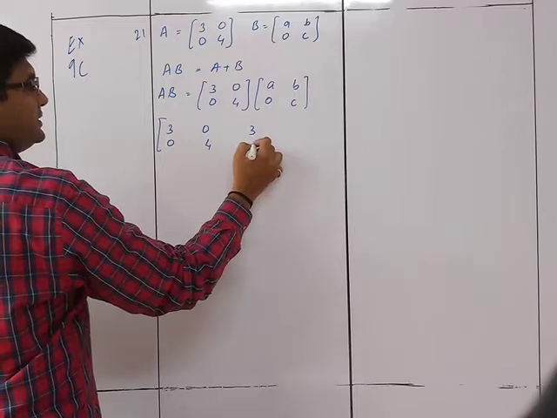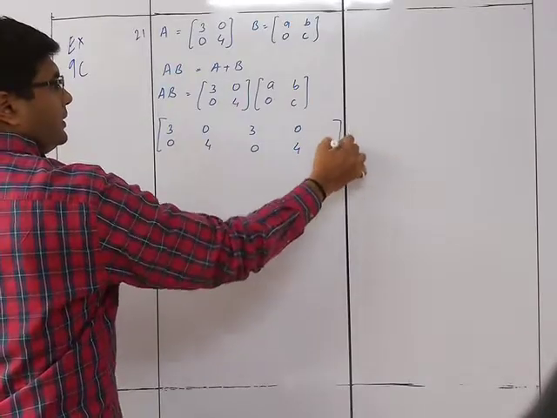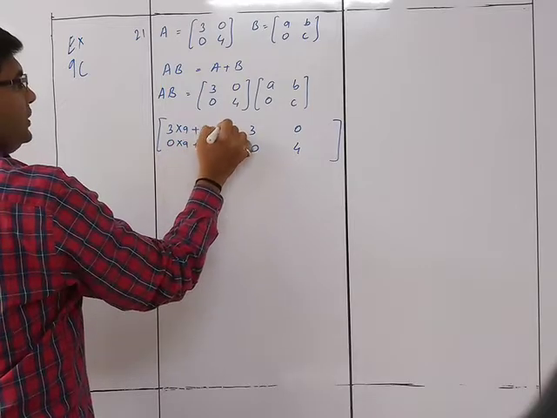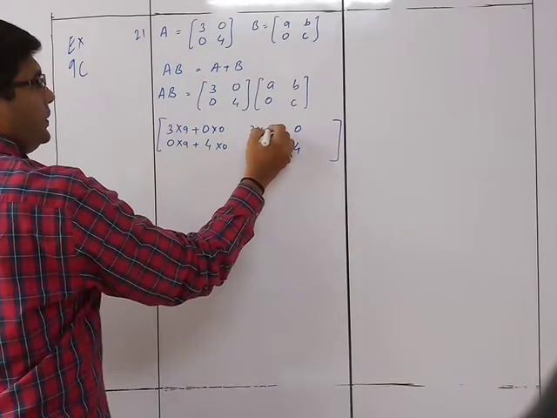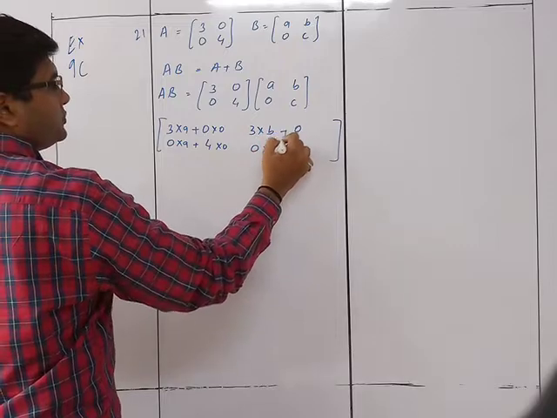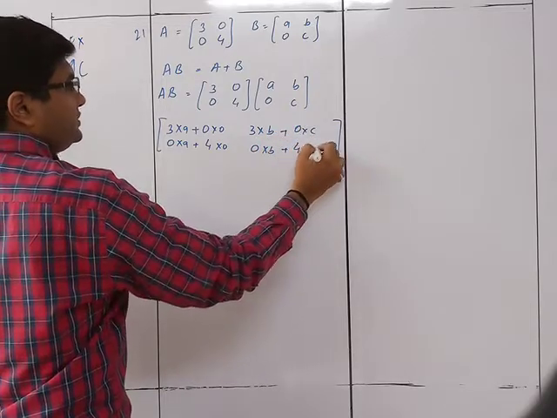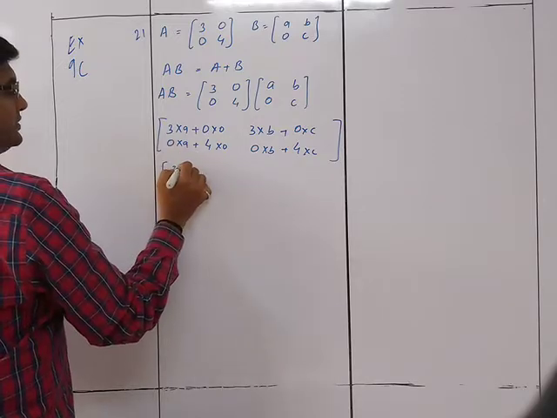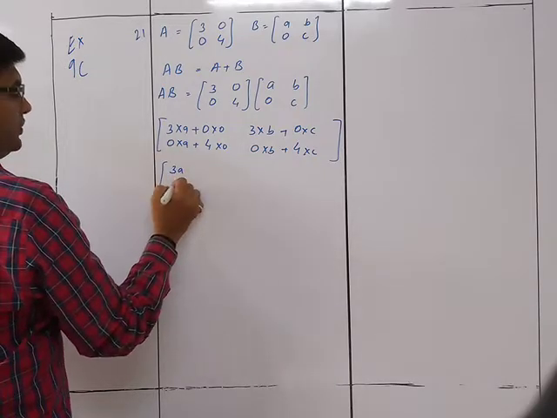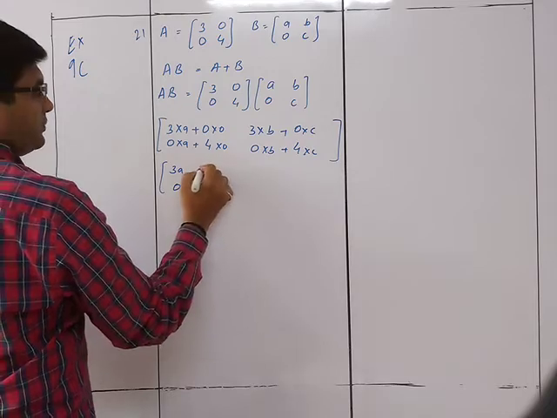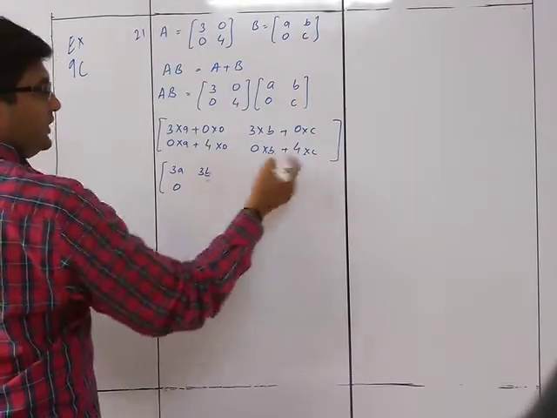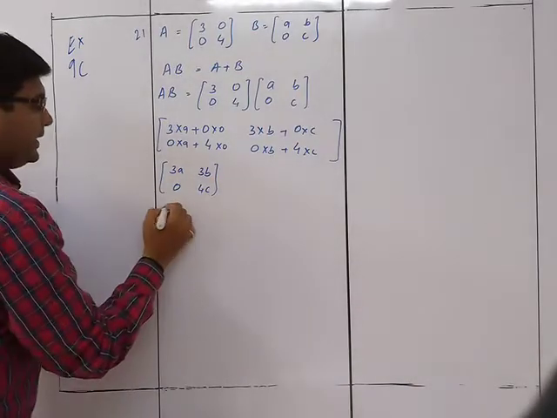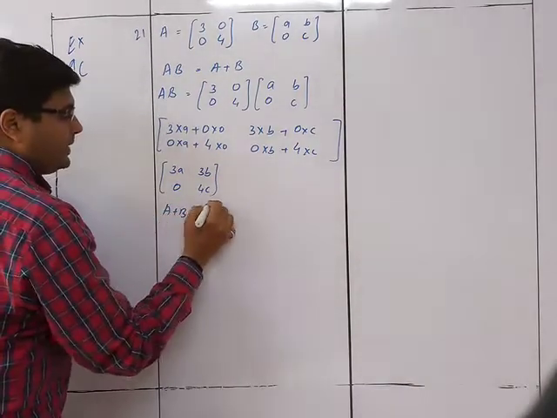3, 0, 0, 4 into a plus into 0 into b plus into c into c. That gives me over here 3a into 0 is 3a. This 0 into 0 is 0. This is 3b. So it's 3b into 0, 0 into 4c. So that's 4c. Now it is given that AB equals A plus B. What is A plus B?